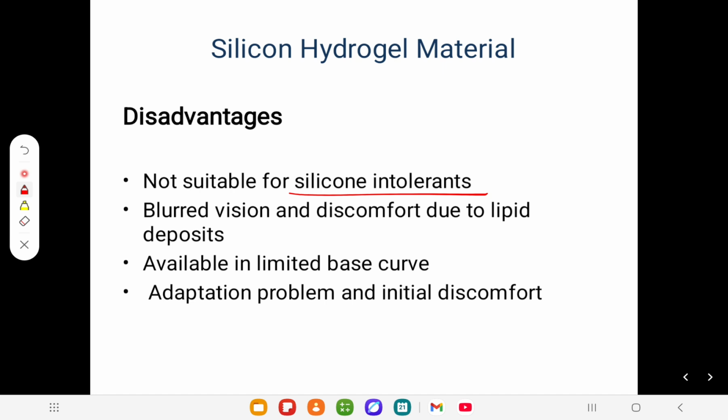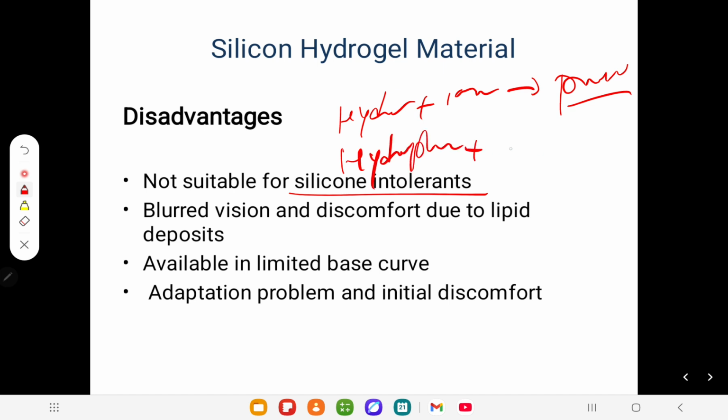One simple and clear thing that I want to make sure you understand is, if a contact lens is hydrophilic and charged, hydrophilic plus ionic charge, then the chance of protein deposition is high. If a contact lens is hydrophobic and neutral, let's take an example, then lipid deposition is higher. So that's the concept. That's the basic thing you have to understand.